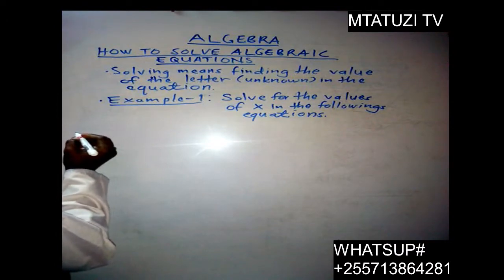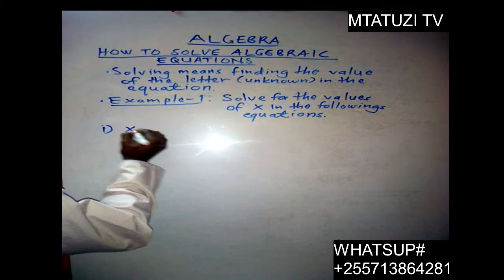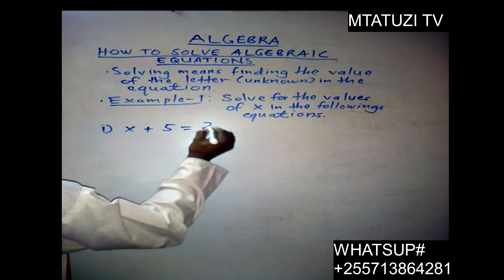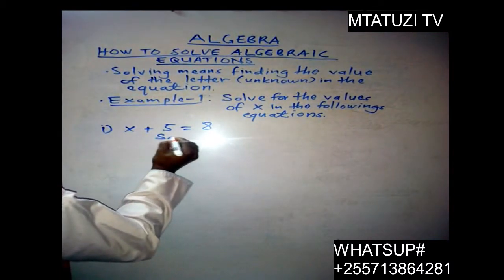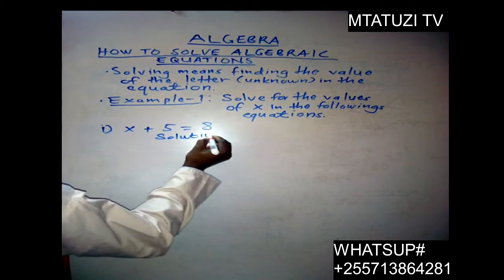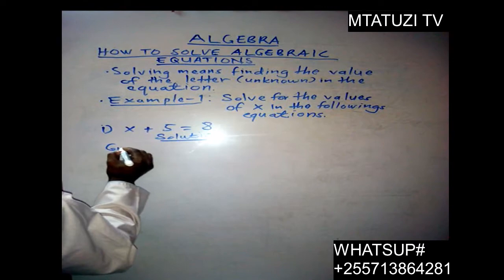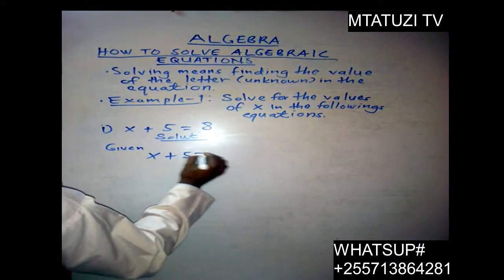Swali la kwanza, you are given here x plus 5 is equal to how much? Is equal to 8. x is equal to how much? Solution. Solution, you write what you are given. You are given x plus 5 is equal to 8.